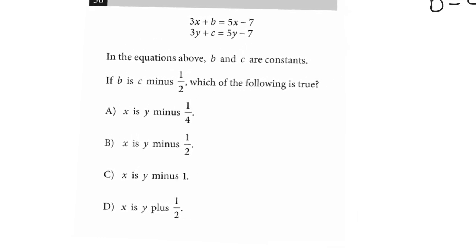For example, answer choice A is really saying x equals y minus 1/4. Answer choice B is secretly saying x equals y minus 1/2. Answer choice C is saying x equals y minus 1. And answer choice D is saying x equals y plus 1/2. So don't get thrown off by the fact that there are words being used. These are all equations.